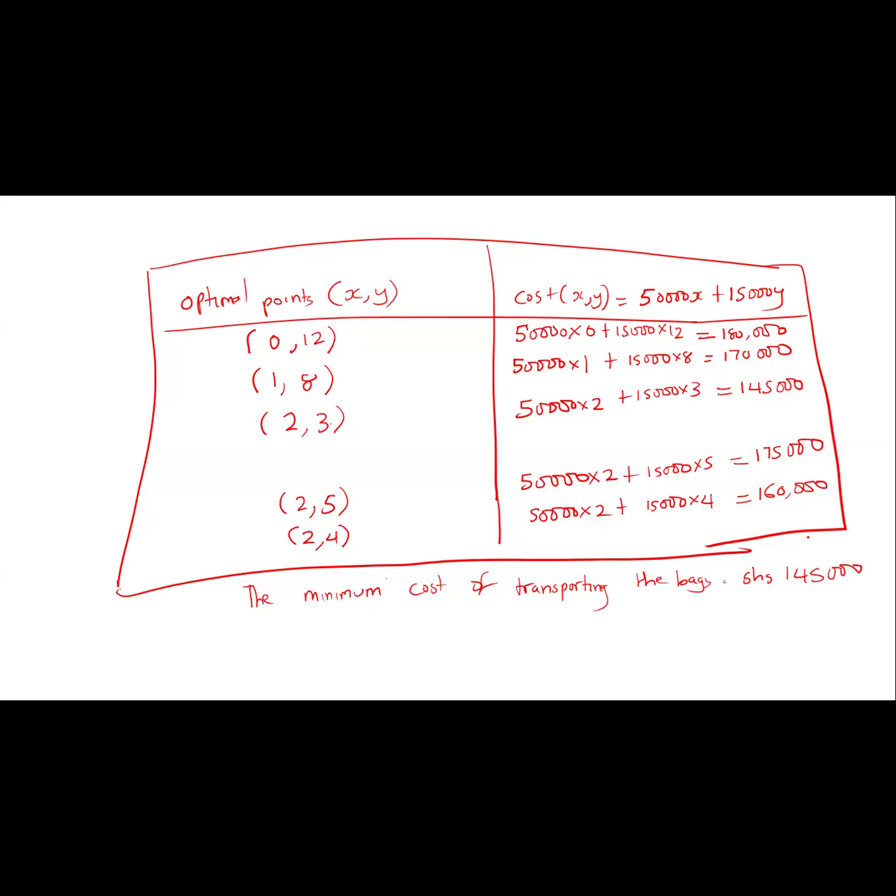That's how I conclude. I said the minimum cost of transporting the bags of sugar is 145,000 when 2 trips have been made by the lorry and 3 trips have been made by the pickup. So that is how I am going to conclude.